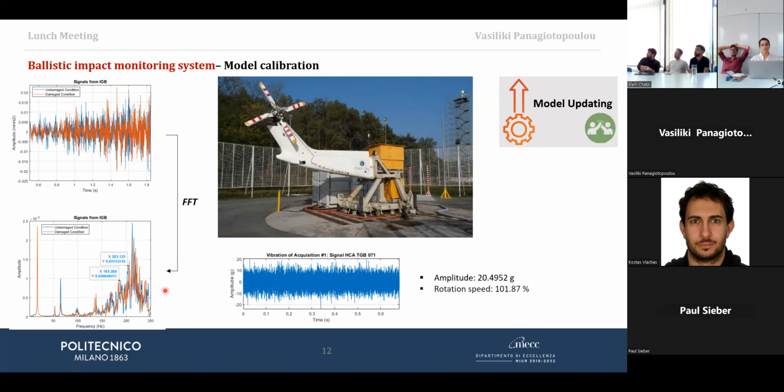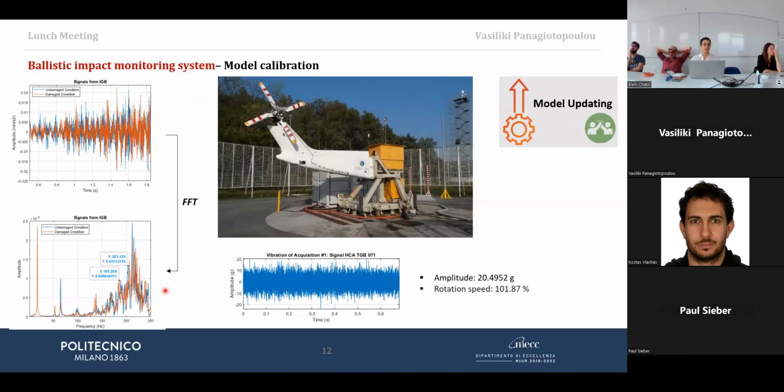Model updating could be achieved by using algorithms such as MCMC or other methods that I'm currently trying to learn, to see what is the best option to apply for this problem.